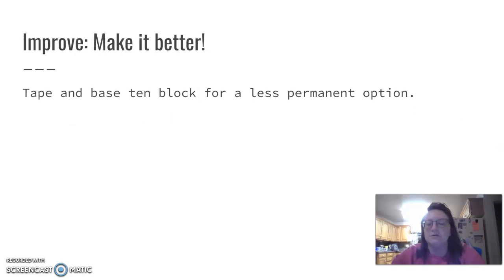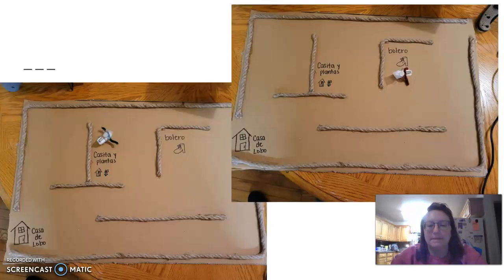And the thing that I would do to make it better is I wish I would have had something less permanent to try and create the maze to practice with my bristlebot, and I did not have it. I was thinking base 10 blocks and tape would be a fantastic option. And then I used different color pipe cleaners to help it maneuver to the different places on my board. Can't wait to hear your thoughts.